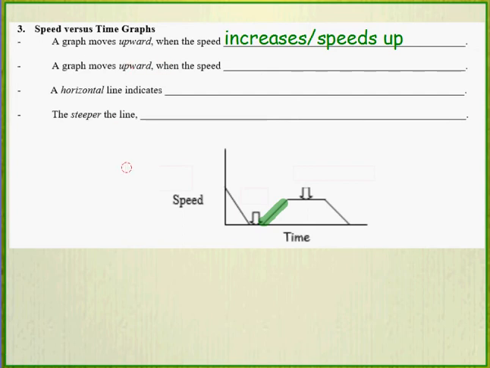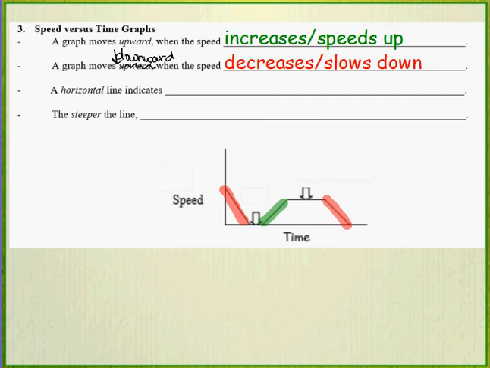Now when the graph moves downward, I should say downward, let's correct that. Which changes to downward. So when the graph moves downward, at this first segment and this last segment, it's indicating the speed is decreasing, or some object must be slowing down.